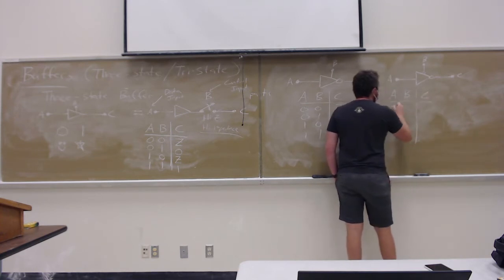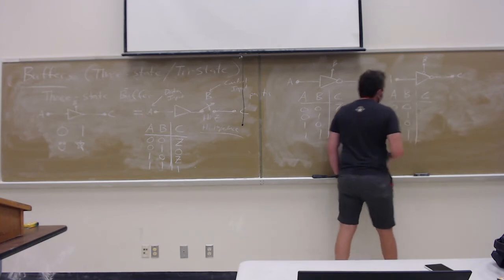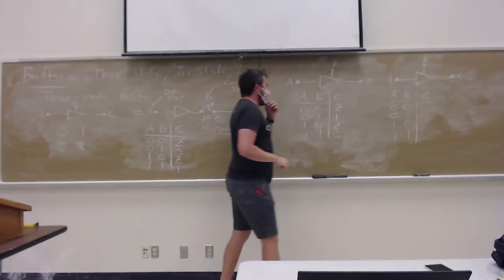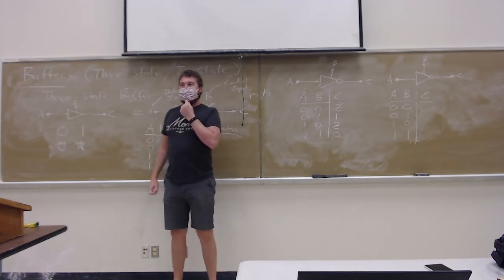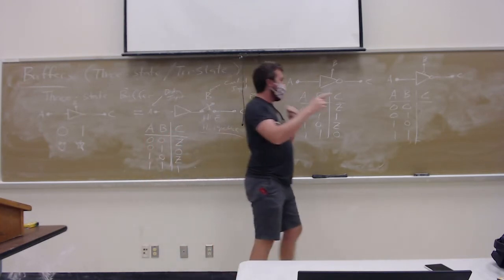Now I've got A, B, C, 0, 0, 0, 1, 1, 0, 1, 1. Now in this case, A is equal to 0, B is equal to 0. What is C equal to? Z. It's equal to 1. 1. Yeah.